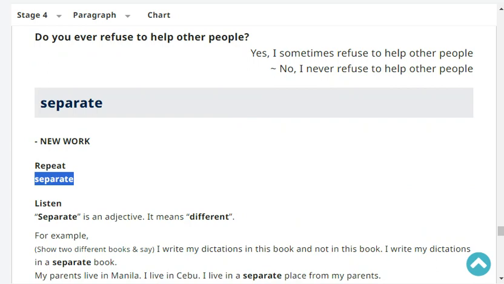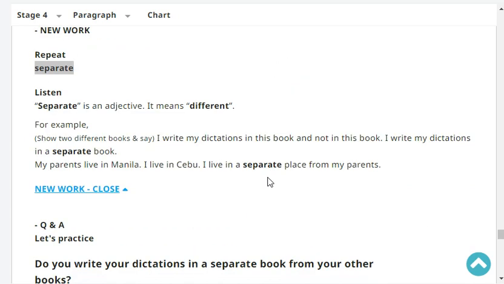Okay, listen. Separate is an adjective. It means different. For example, I write my dictations in a separate book than my other books. My parents live in Cebu. I live in Manila. It means I live in a separate place from my parents.